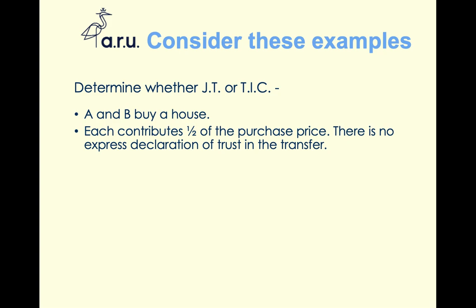You look at the four unities of possession, interest, time and title. If they've bought the house together, they have the same possession and interest. If they bought it at the same time and it arose through the same title document, then the four unities are present. And you'd articulate that under Bull and Bull.